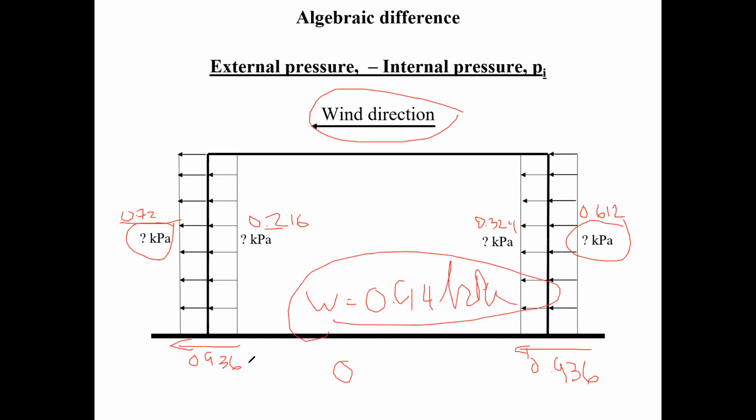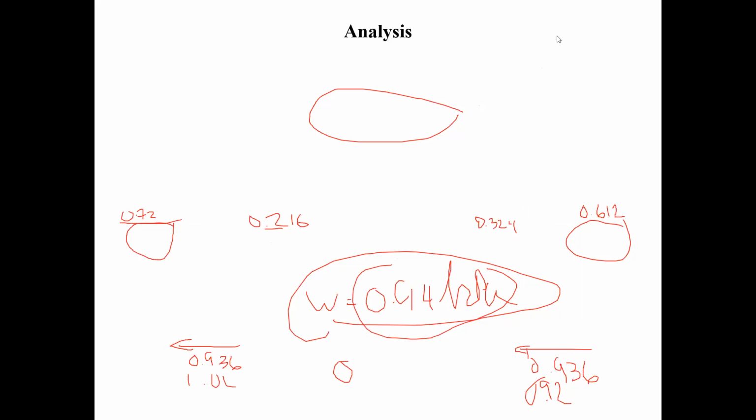Now, what happens if this happened to be 1.01 and this happened to be 0.92? What would you do? We use the 1.01. Exactly. And you don't care negative or positive. It's the higher one that's governing, because the wind can be blowing the other way. You understand? So now you got a W of 0.94, right? So let's take that value and let's go back.